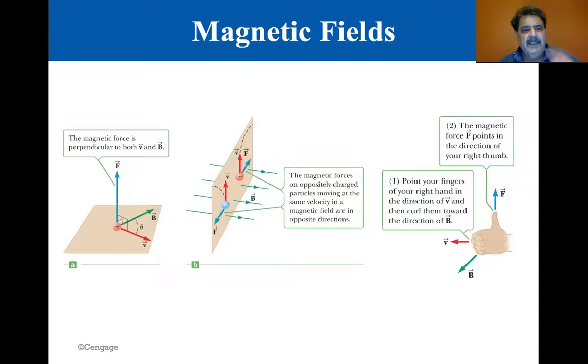Now here's the force. The magnetic force is perpendicular to both V and B. So whatever plane determines the B field, the magnetic field, and the velocity, the force is perpendicular to it. The magnetic forces on oppositely charged particles moving at the same velocity in the magnetic field are in opposite directions.